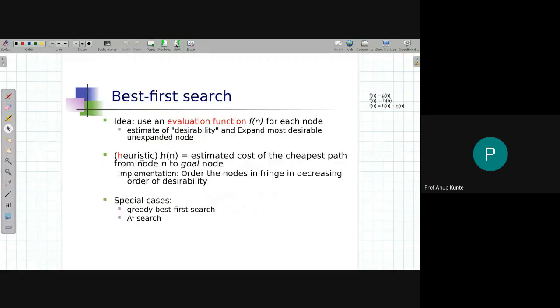Search tree algorithm is all about. Now, the first algorithm that we are going to talk about is best first search. The idea is to use an evaluation function for each node, an estimate of desirability, and expand the most desirable unexpanded node.